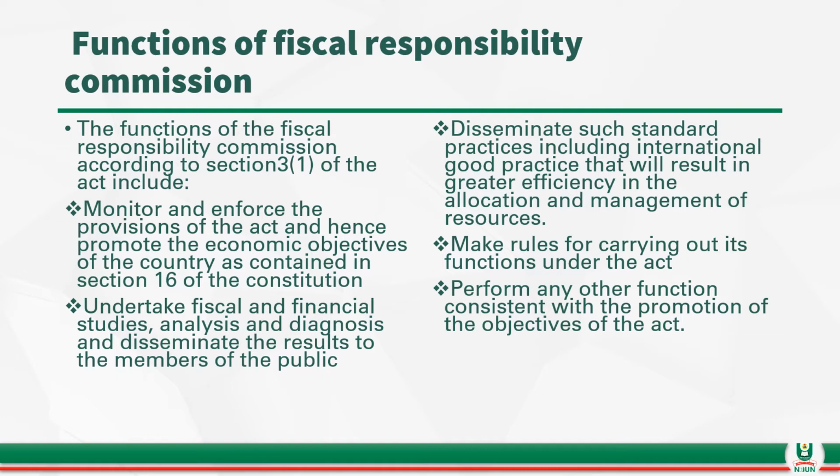Then number 4, make rules for carrying out its own functions under the Act. And lastly, which is number 5, is to perform any other functions consistent with the promotion of the objective of the Act as may be assigned from time to time. So you can see that the Fiscal Commission is a robust body in terms of fiscal policy in Nigeria.